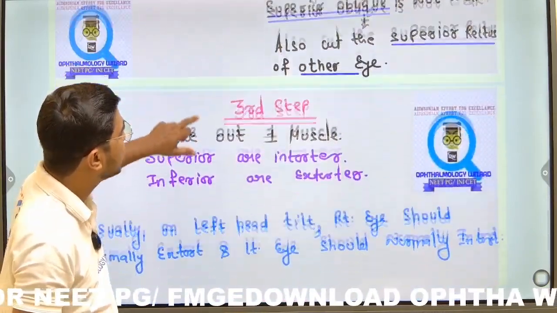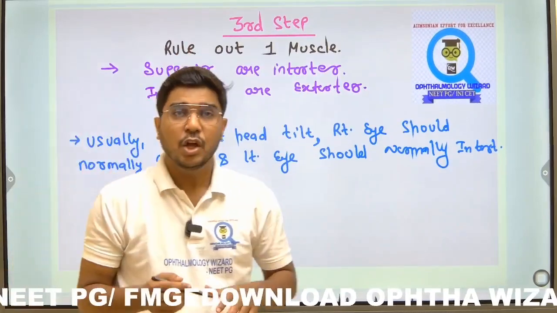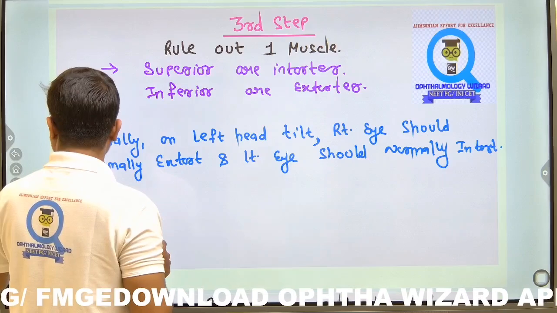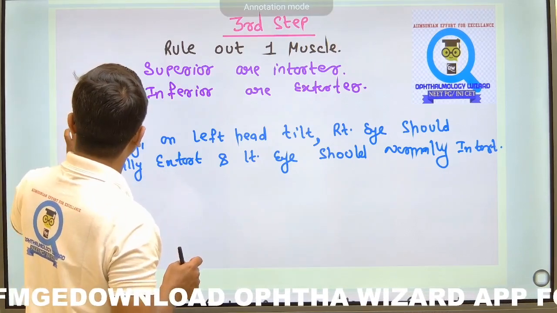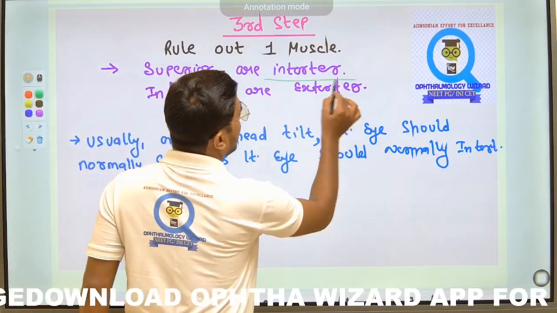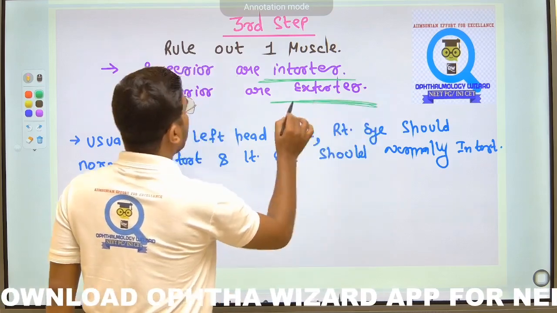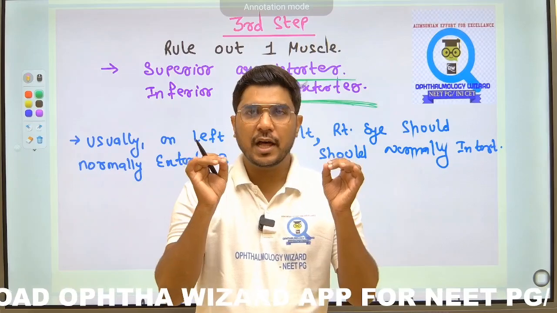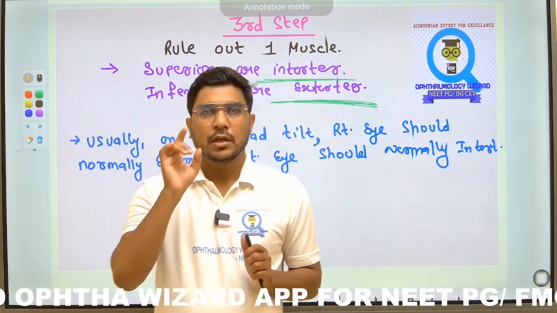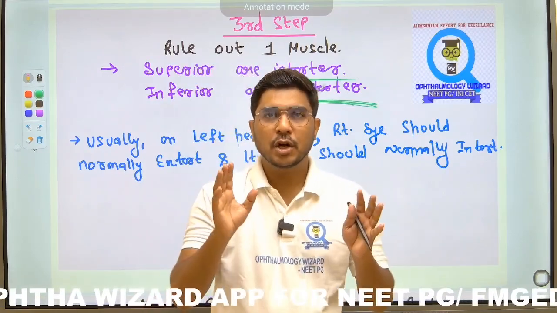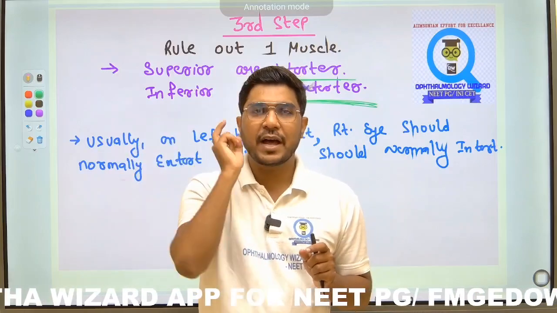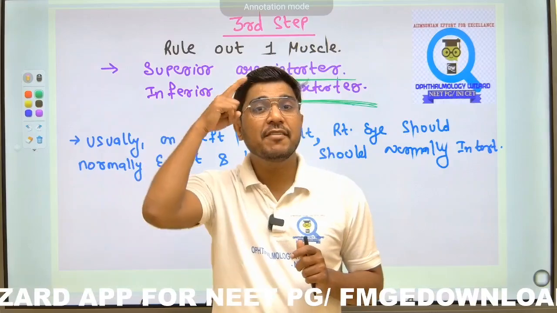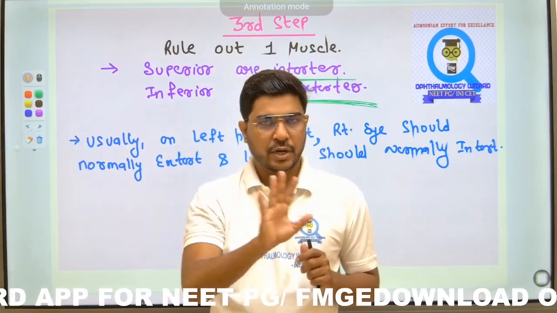Coming to the third step. Before going into the third step, you need to remember 2-3 points. Superior are intorters and inferior are extorters. One more thing, intorsion means coming towards the nose. If the eye is moving towards the nose, this is intorsion. If the eye is moving away from the nose, this is extorsion, right?